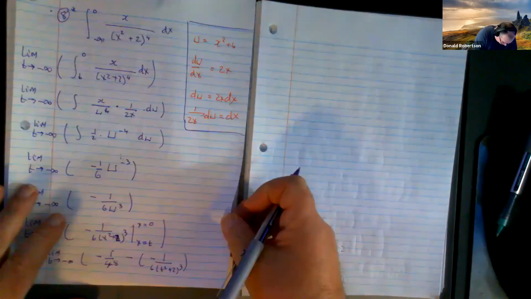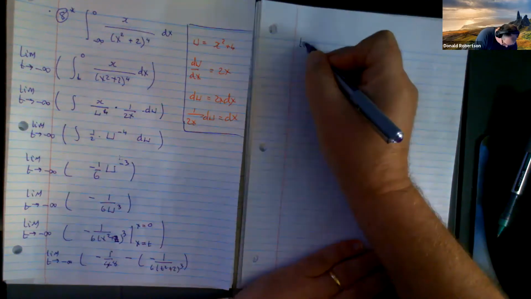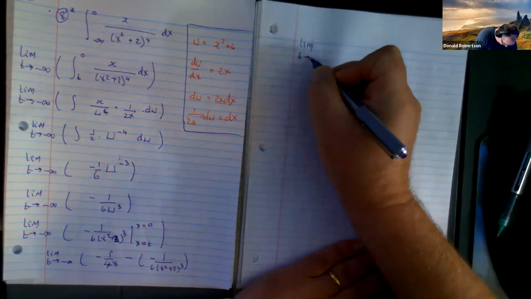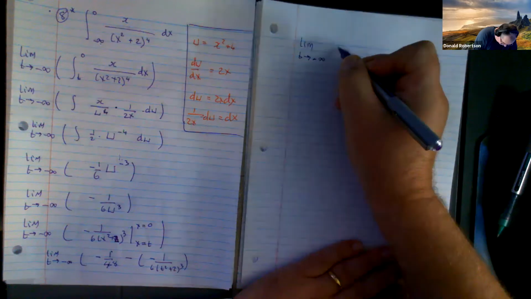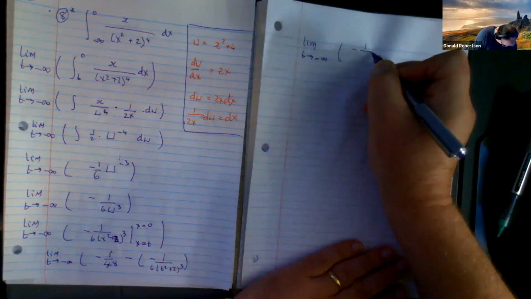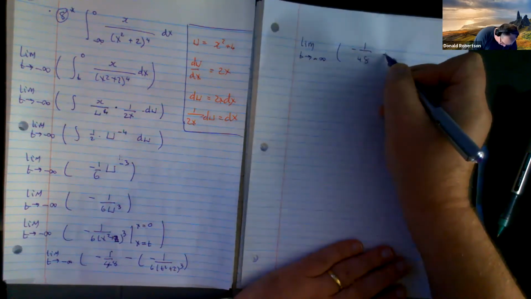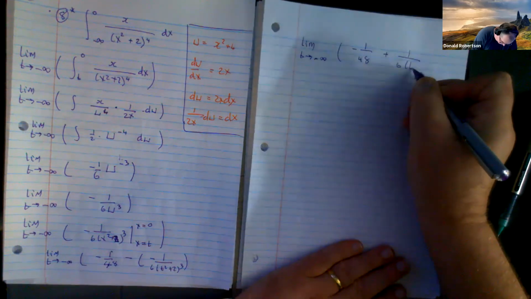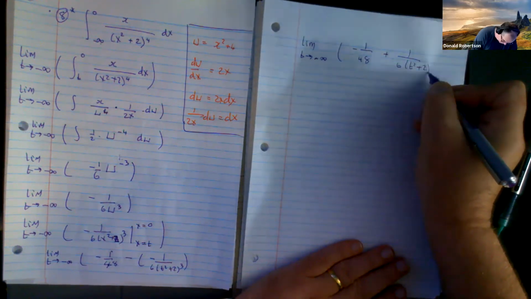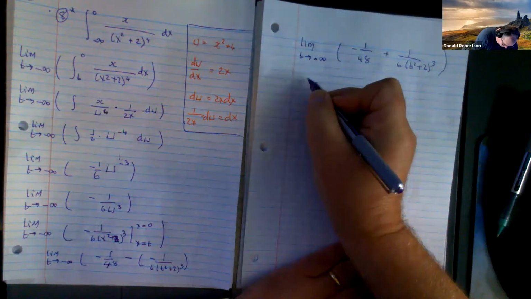So I'm going to have to do this up here. So I'm just rewriting it again. So it's -1/48 plus 1/6 t squared plus 2 cubed. Right, time for brute force.